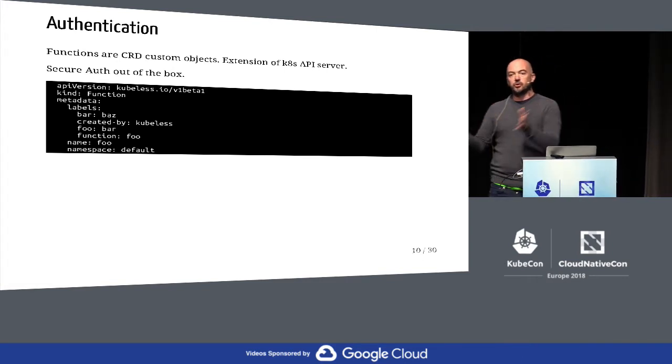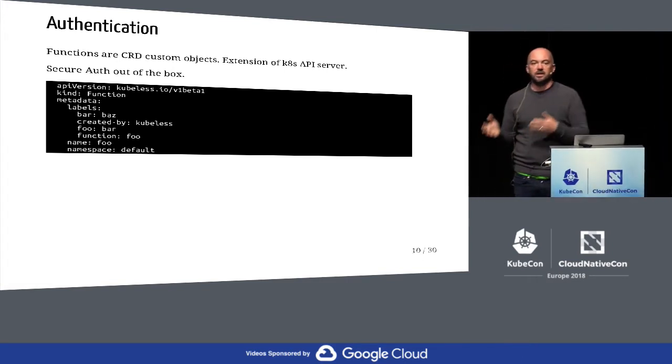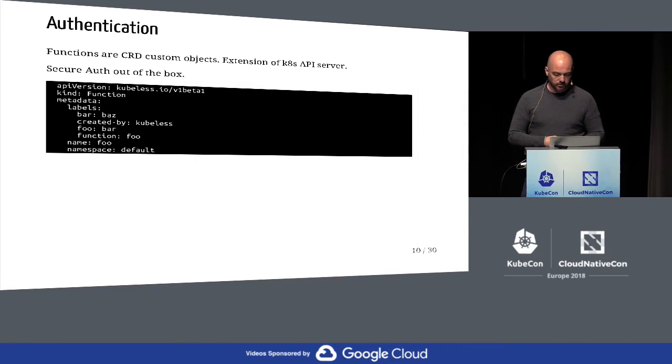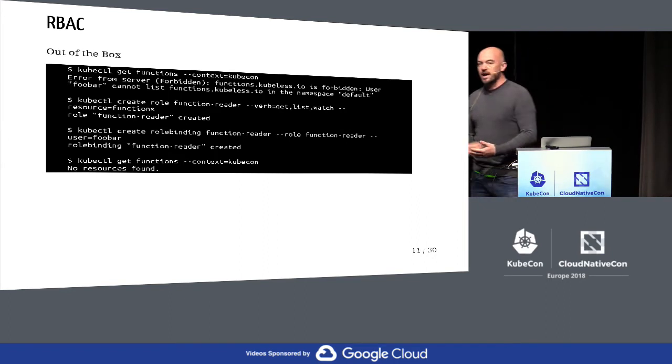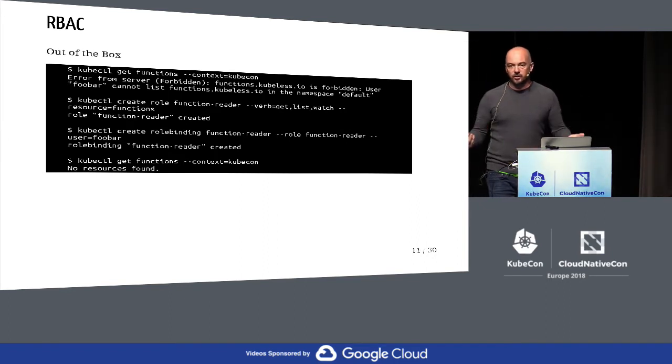And I think that's really the way you should design that system. If you have to build your own function API server, I think it's not the right way to do it. So here we leverage the authentication system of Kubernetes. And of course, out of the box, you also get RBAC. Okay, it's just another object.